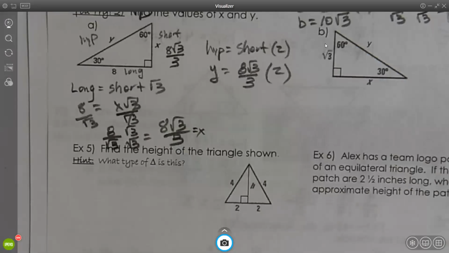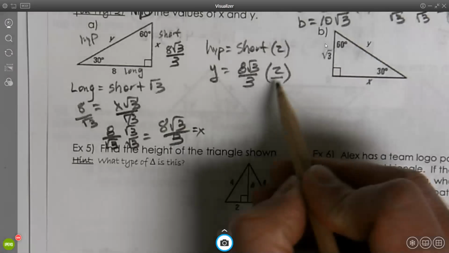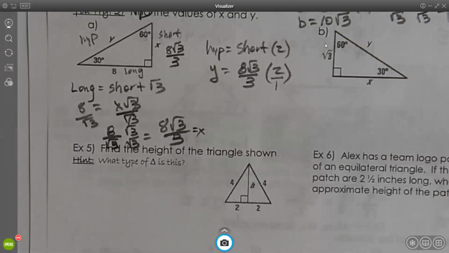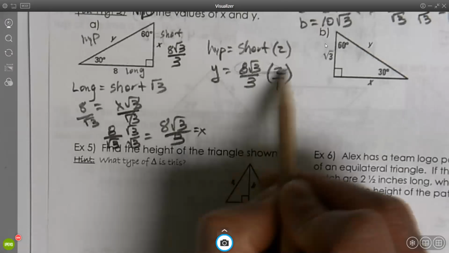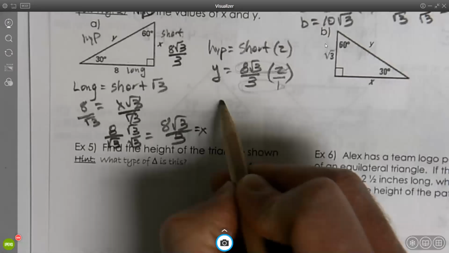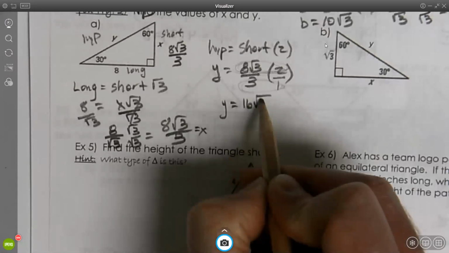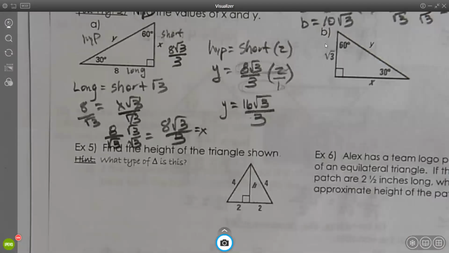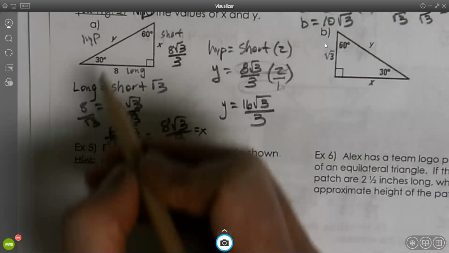So here we have a fraction times a whole number. Some people make the mistake and they multiply the top and the bottom, but then that's reducible. So don't forget, a lot of times people like to show that there's a 1 underneath that fraction that helps you remember. You multiply the tops together, you multiply the bottoms together. So this is going to become 16√3 over 3. That is not reducible either.